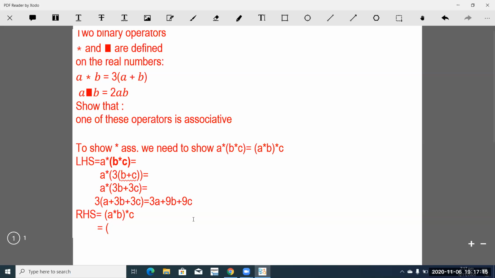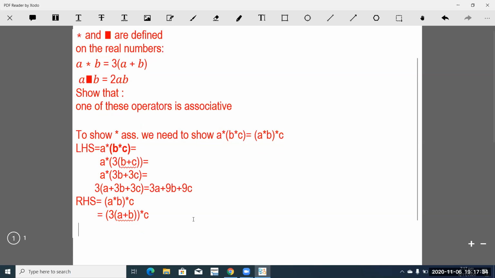Yeah, what's A star B? It would be 3 times A plus B. Very good. That's A star B. And that result, we're going to start with C. So this simplifies now to just be 3A plus 3B.